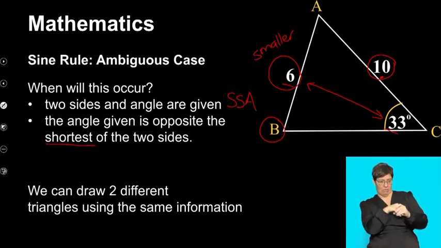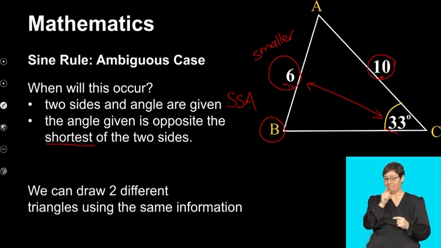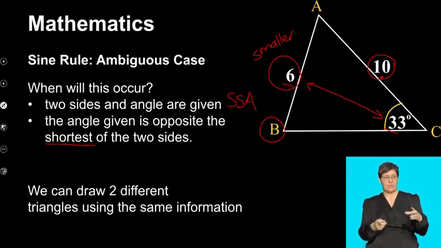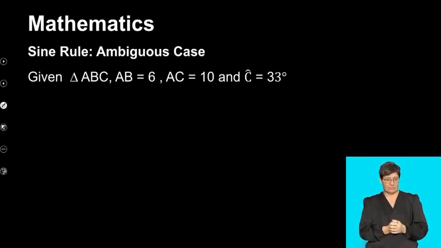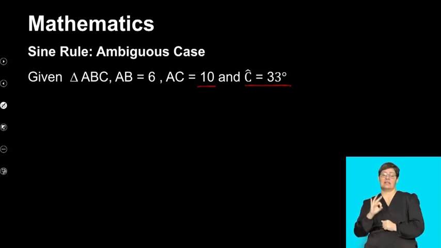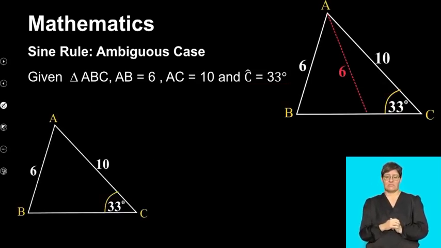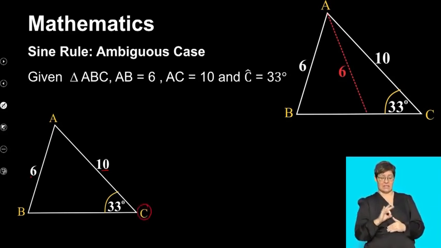Let's continue. In this case, you'll notice we'll be able to draw two different triangles using the same information. Let's look at how we can do that. If we're given triangle ABC, AB is equal to 6, AC is equal to 10, and angle C is 33 degrees, then we would draw the triangle like this. So we've got AB equal to 6, AC equal to 10, and angle C, this angle here, being 33 degrees.